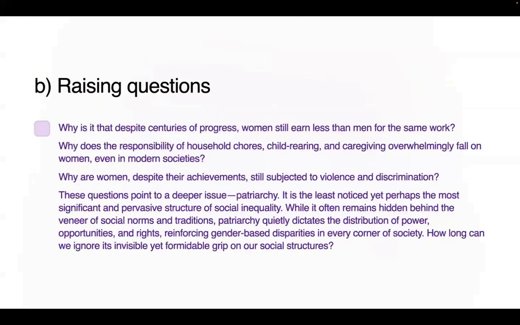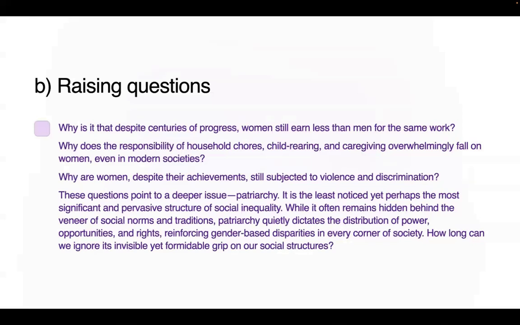Second style could be raising questions. Why is it that despite centuries of progress, women still earn less than men for the same work? Why does the responsibility of household chores, child rearing, and caregiving overwhelmingly fall on women, even in modern societies? Why are women, despite their achievements, still subjected to violence and discrimination? These questions point to a deeper issue, patriarchy. It is the least noticed yet perhaps the most significant and pervasive structure of social inequality.